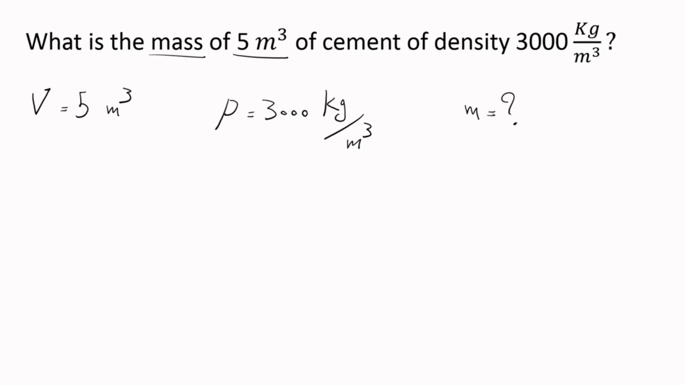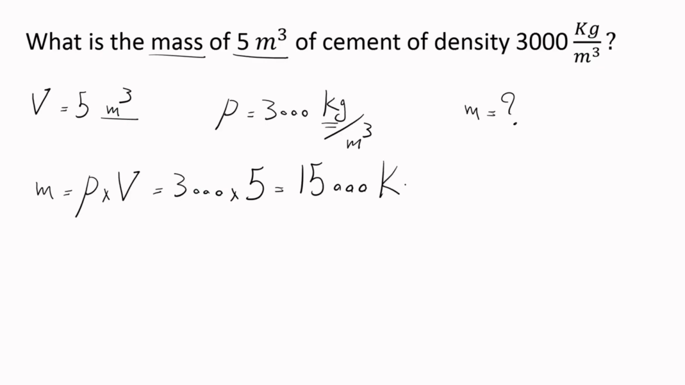Which formula should I use? Because I need to calculate the value of M, I need to write M is equal to rho times V. Units are corresponding by each other because I have this one based on cubic meter and this one kilogram per cubic meter. So rho is 3000 times 5. It's gonna be 15,000. Because this one here I have kilogram per cubic meter and the other one is cubic meter, the unit of mass is gonna be kilogram.